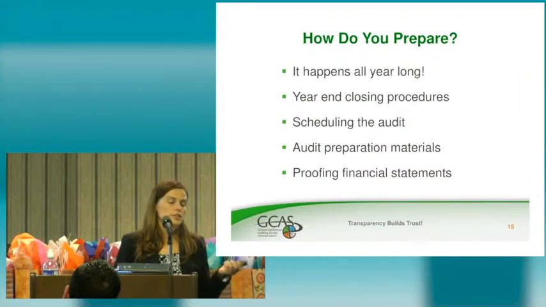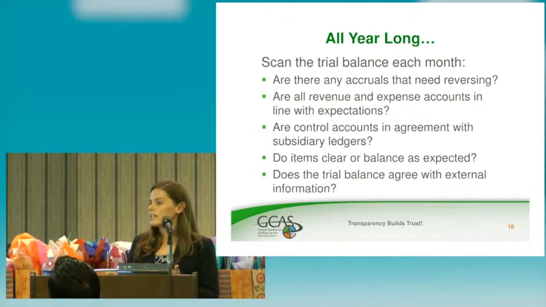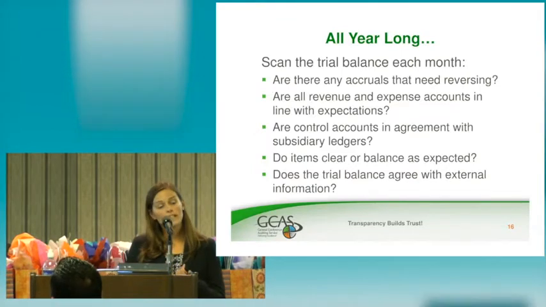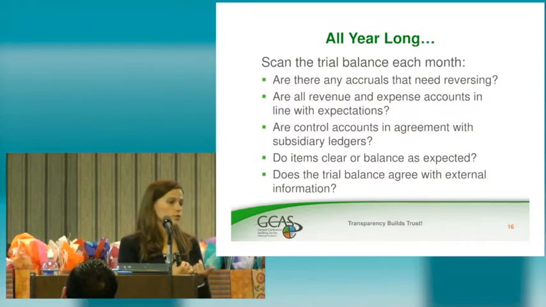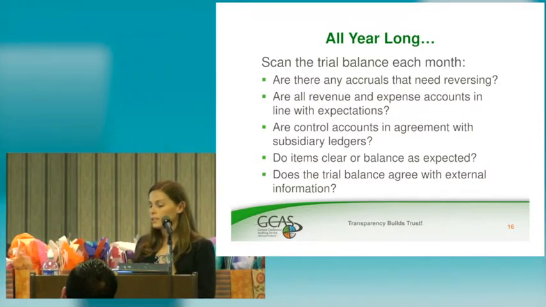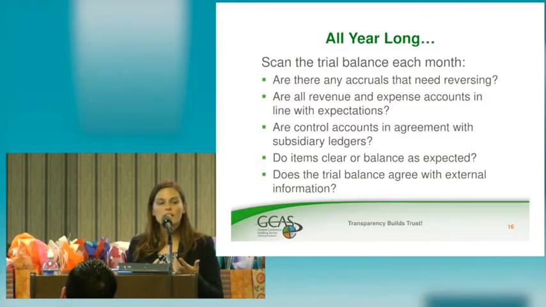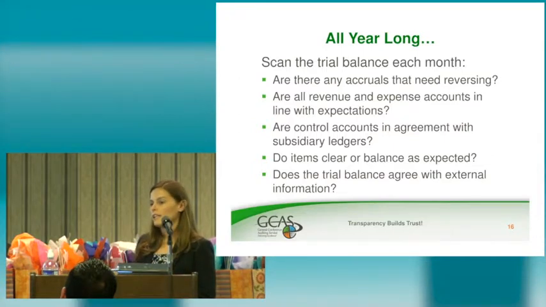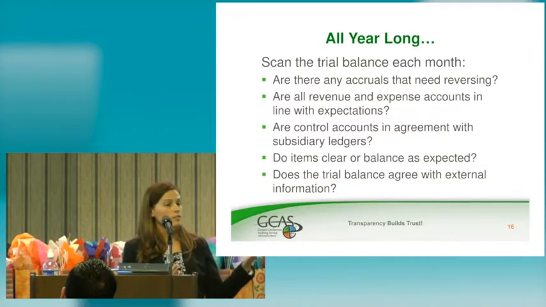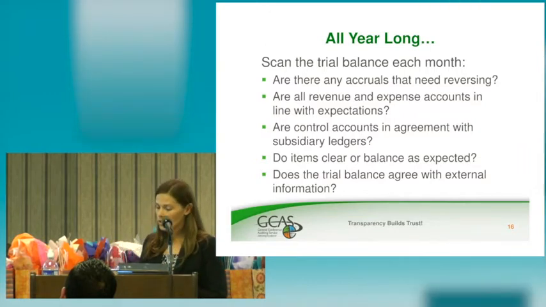Also, as you're scanning your trial balance each month, it's a good idea to look and see if you've noticed any accruals that need to be reversing. Some entries you do annually, sometimes you do an estimated accrual monthly, depending on your operating practices. You also want to see if the accounts seem to be in line with what you're expecting. Maybe something seems way out of line, and that might be just an error in posting or something else that you may have missed.